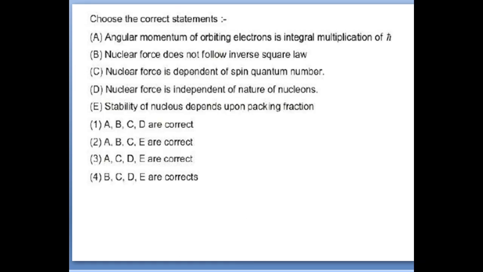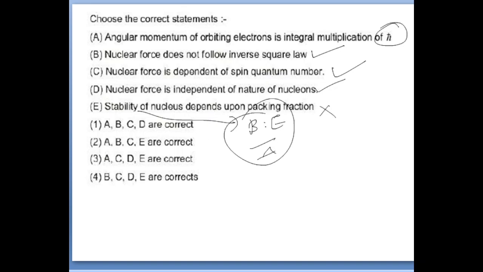So this is a theoretical question. Just see that. Choose the correct statement. Angular momentum of an orbiting electron is an integral multiple of h by 2 pi. Yes. Nuclear force does not follow the inverse square law. Yes. Nuclear force is dependent on spin. Yes. Independent of charge. Yes. Nuclear force is independent of the nature of nucleons. Yes. Stability of the nucleus depends on packing fraction. No, stability depends on binding energy per nucleon. So options A, B, C, D are all correct, not E. That is your option.